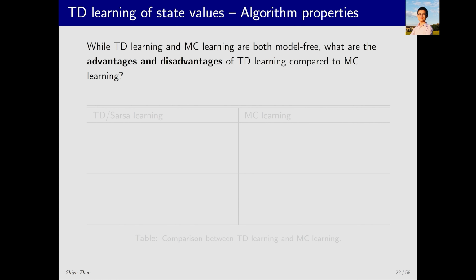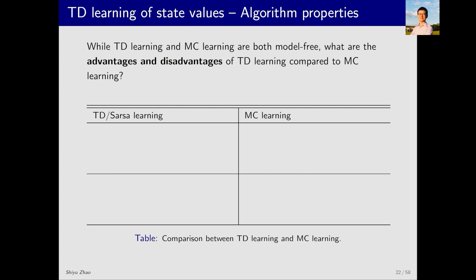We discussed some important properties of the TD algorithm just now. Next, let's compare TD learning with Monte Carlo learning. Monte Carlo learning was the first model-free reinforcement learning method introduced in this course, and the TD algorithm is the second. What are their respective advantages and disadvantages? Let's discuss their pros and cons one by one.